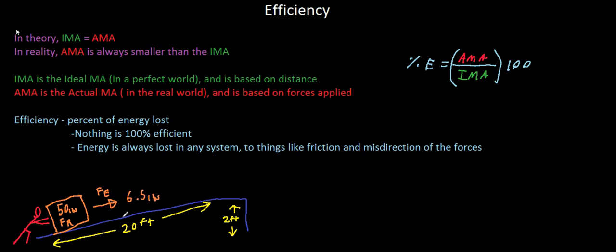And that's because of friction. The friction in the system, the friction pushing this box up this ramp, adds to the force required that wouldn't be required if we were dealing in theory, or in our perfect, ideal world. So because of this extra force we have to apply to get this box up the system, let's ask the question, what is our percent efficiency?